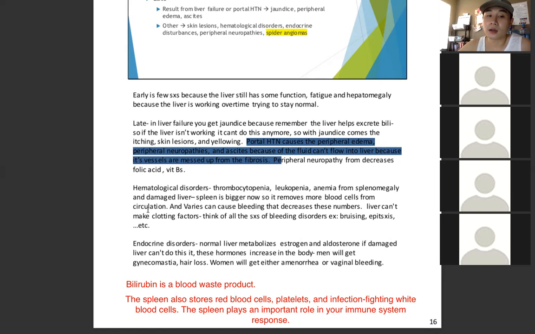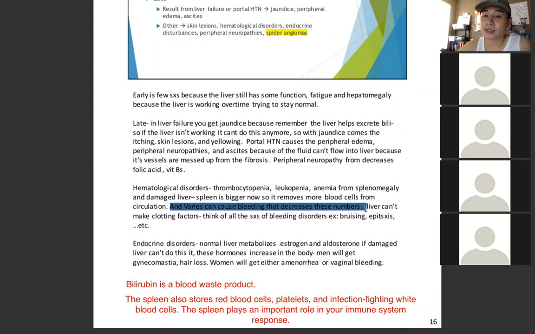The spleen is bigger now, so it removes more blood cells from circulation. And varices can cause bleeding that decreases this number. So what does varices mean? Because of the high pressure in the portal veins, inside the portal vein there are smaller veins called varices. And because of the high pressure, it causes these smaller veins to burst. And when these smaller veins burst, it causes bleeding. So that's why it decreases the number of red blood cells. Add in the fact that the liver can't even make clotting factors, it even worsens the bleeding issues. So think of all of the signs of a bleeding disorder, including bruising, epistaxis, etc.